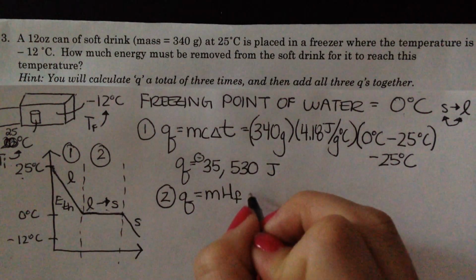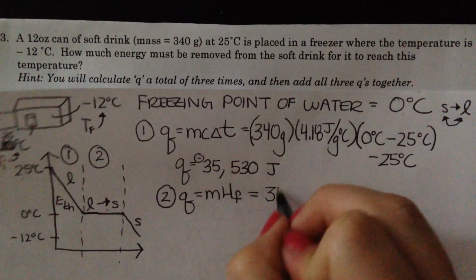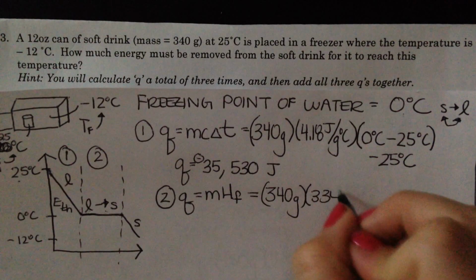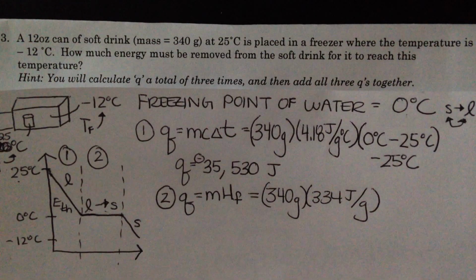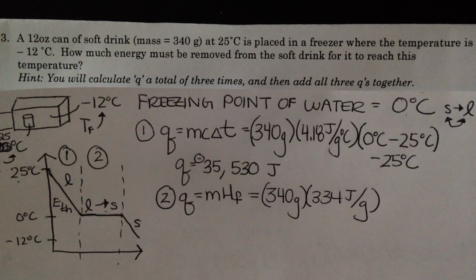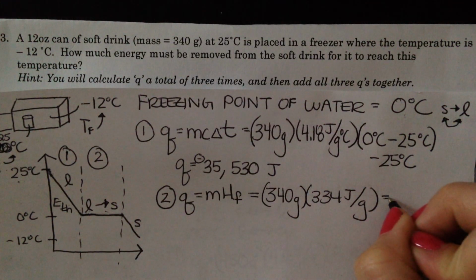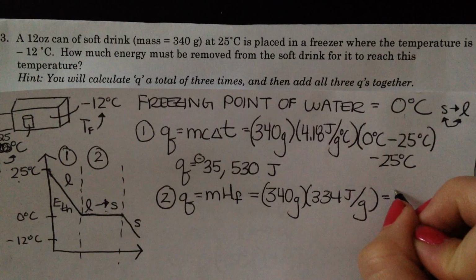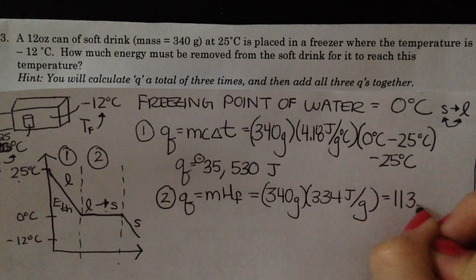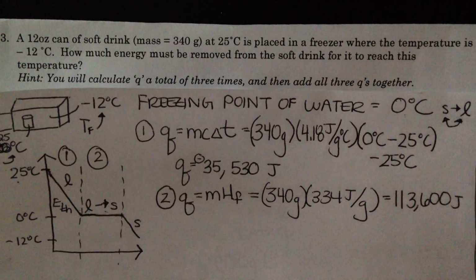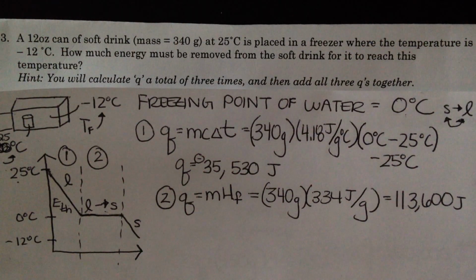of water. So our mass is 340 grams. The heat of fusion of water is 334 joules for every gram. And we're going to just multiply that out, and you should get a Q of roughly this value. And I know it's rounded, so it might not be exactly what you got, but that's okay.